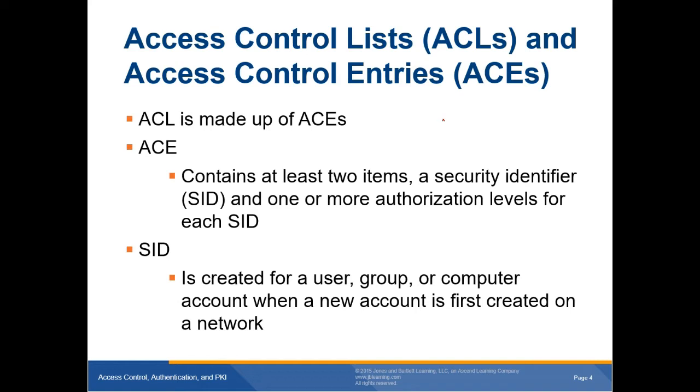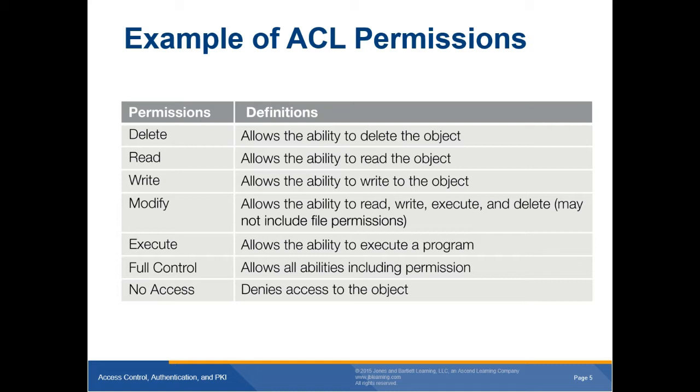So let's take a look at some of those controls. These are all the ACL controls that we have available to us. So you can delete, which allows someone to delete the object. You can read it, write it, you can modify, execute. Execute allows it to run an executable program. Sometimes that's an important part of their job. If it's on their workstation, they've got to run third-party software. And full control allows all abilities, included permissions. No access denies the object from it.